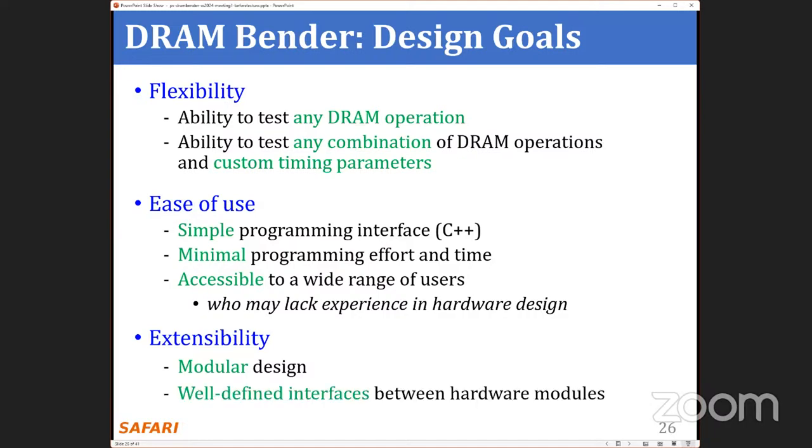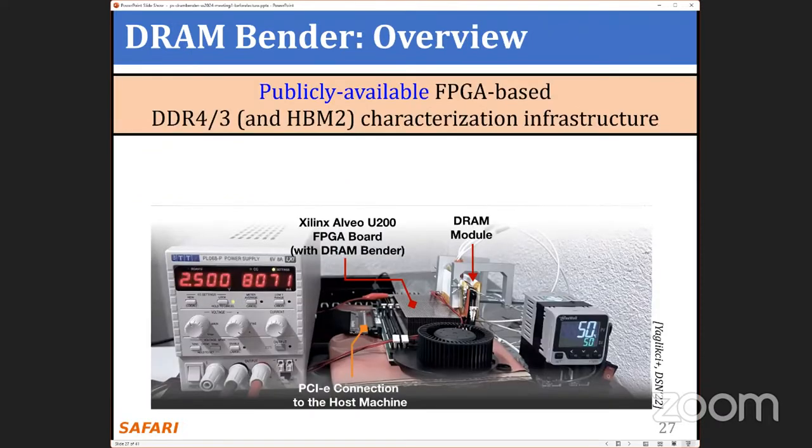DRAM Bender is also modular. It has well-defined interfaces between hardware modules so that it can be extended to other DRAM standards, for example. Here is an example of a DRAM Bender-based DRAM characterization infrastructure. It consists of an FPGA board with DRAM Bender programmed, a DRAM module under test, and it's connected to the host machine, which is just a regular PC, through PCIe. Here we also connect a temperature controller to the DRAM module under test, so that we can change temperature. And we also have a power supply so that we can change the VPP voltage of the DRAM chip.